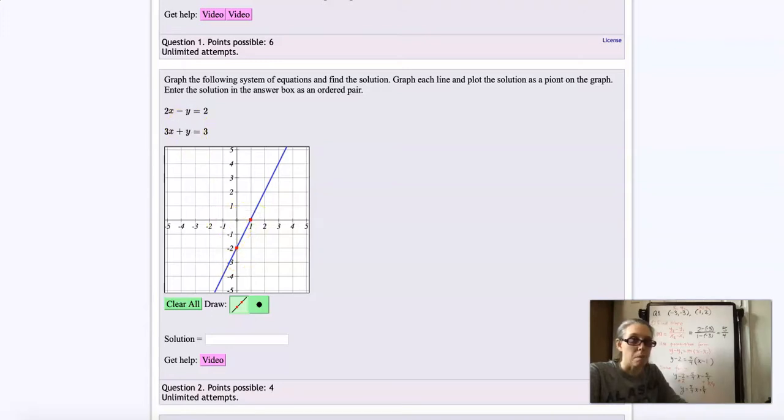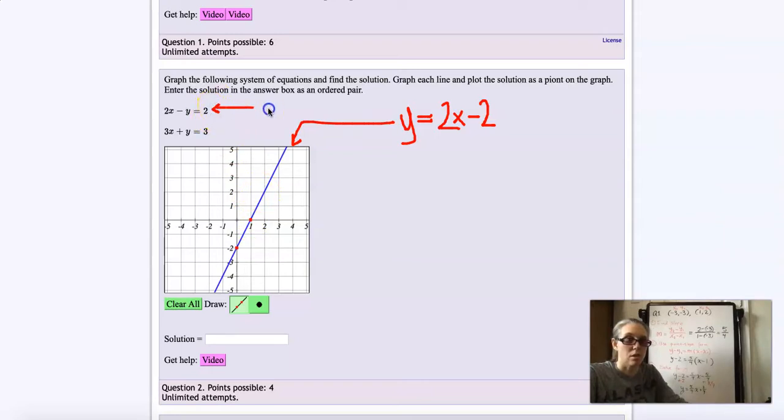Okay, so that line that I just graphed is y equals 2x minus 2. The y-intercept is at negative 2 right here. The slope is positive 2, up 2 over 1, up 2 over 1. So I got that equation by transforming this first equation. All right, that's the same thing.